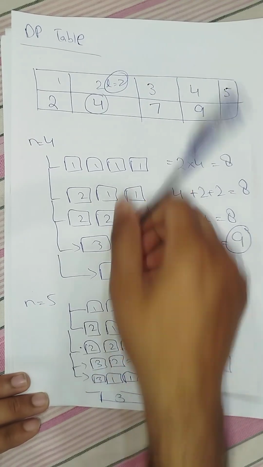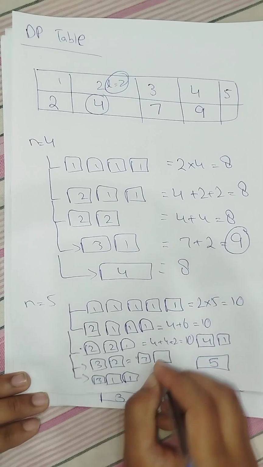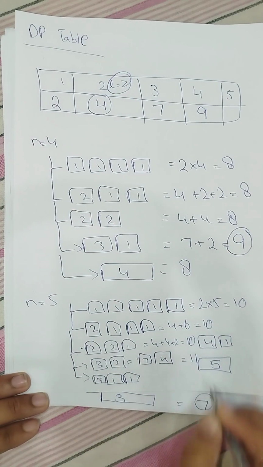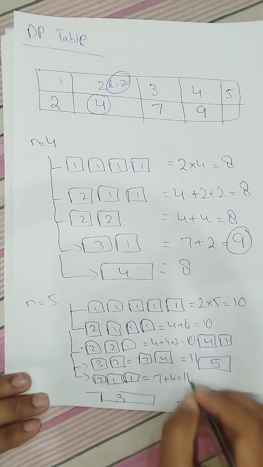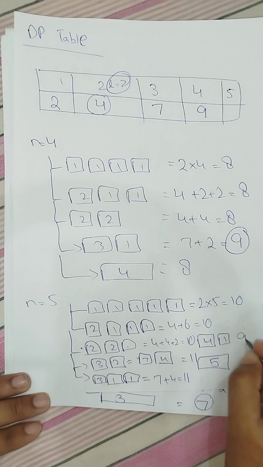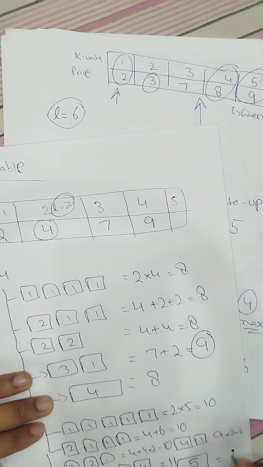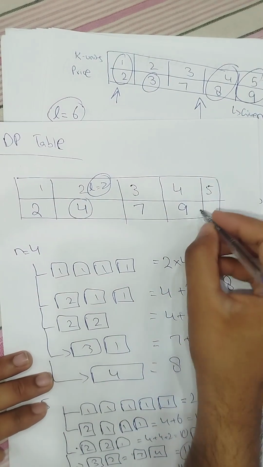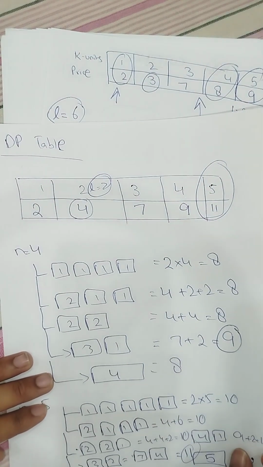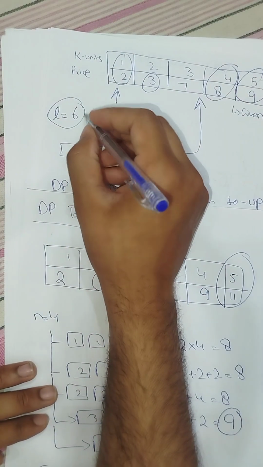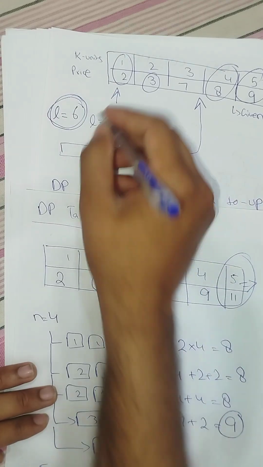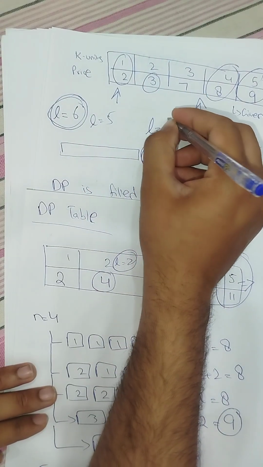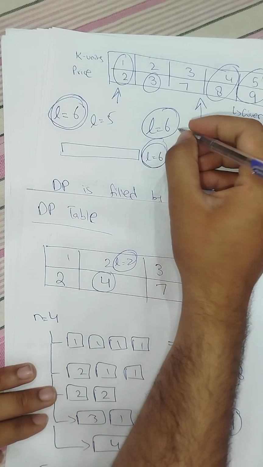3 is 7 and 2 is 4, here we will get 11, and 3 1 1, here we go, 7 plus 4, 11 as well. 4 1, we will go 9 plus 2, 11, and for 5 we use the chart, we can get 9. So 11 is the maximum possible option, and 11 is the answer. Now this is your assignment: I have filled up for length 5, so you have to find what length 6 will give as the maximum profit.